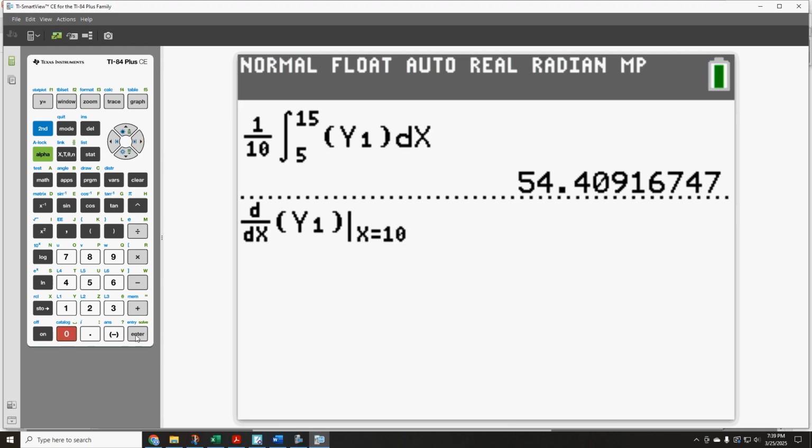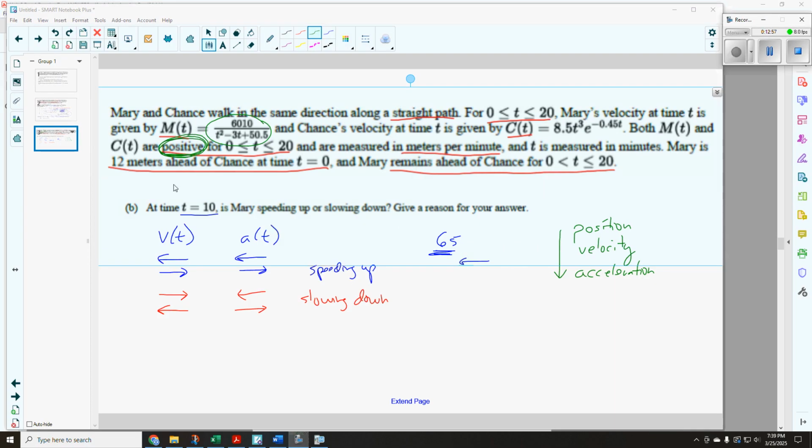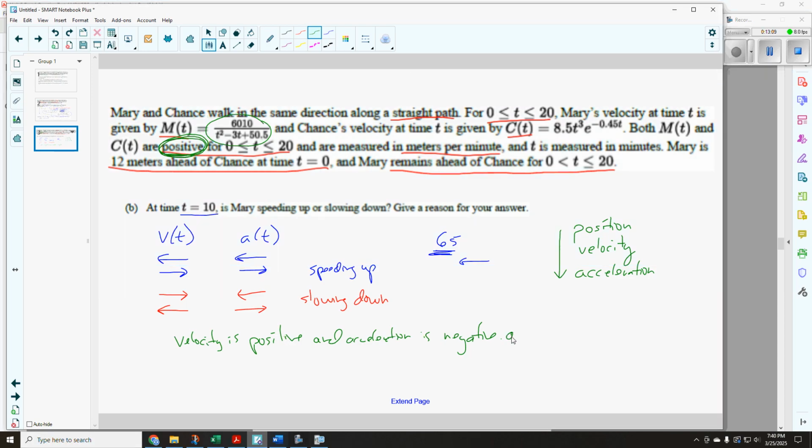So I press enter, and I find out that her acceleration, which is the derivative of her velocity, is negative. So if her acceleration is negative, but her velocity is positive because they told us that, then Mary is slowing down. And the reason for my answer is that her velocity is positive and her acceleration is negative at t equals 10. So that's part B.